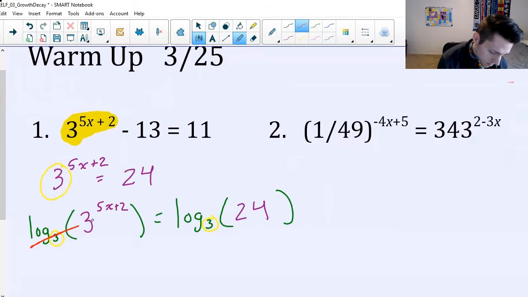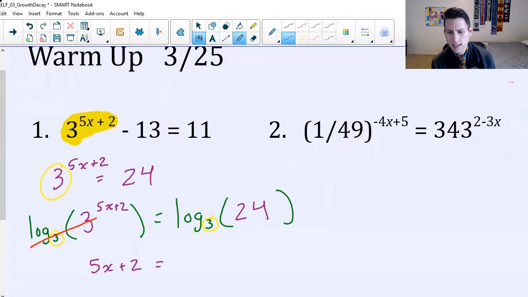That's great for us. Log base 3 and exponential base 3, they cancel each other out. So all we have left is 5x plus 2 equals, so I asked myself, do I know 3 to what power makes 24? Now don't get confused because I know that 3 times 8 is 24, but that's not a power. That's not an exponent. So I don't know. 3 to the what power makes 24, some decimal, some fraction. So I'm not worried about doing it in my head.